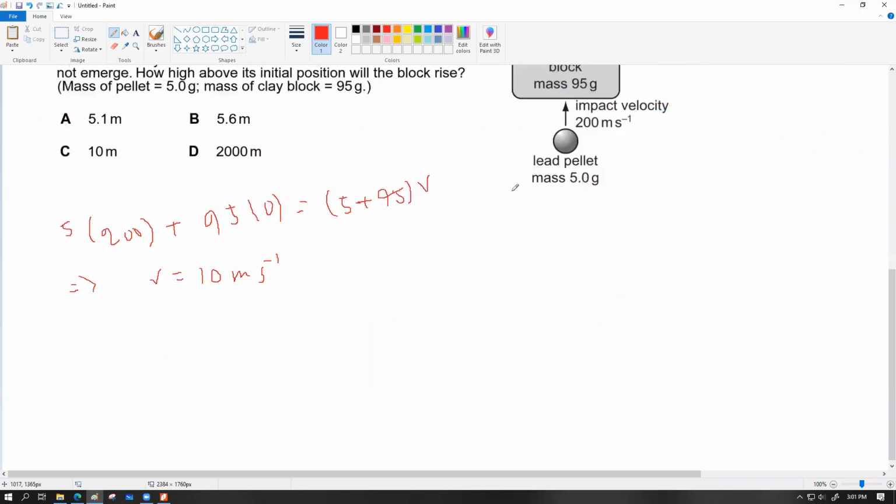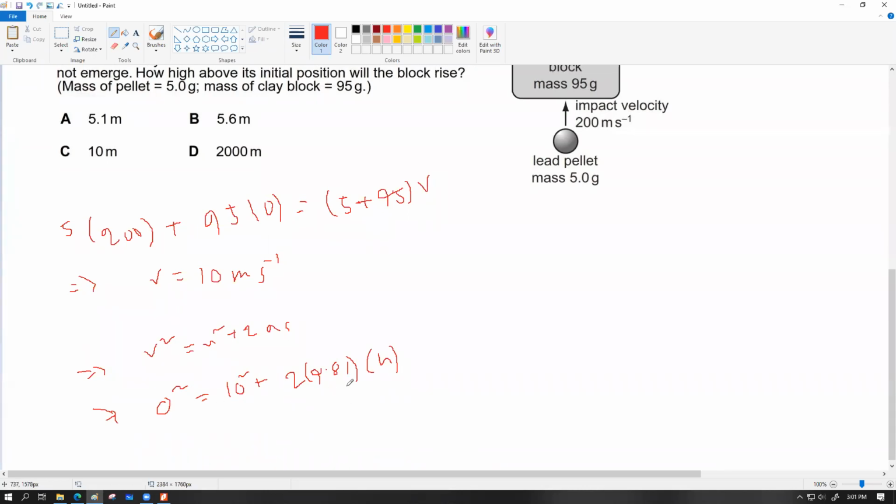Once we have this number, finding the final height is pretty simple, because we know that v squared equals u squared plus 2as. Now you have to understand that if I write this equation for the final velocity, I might as well write 0 squared equals 10 squared plus 2 into 9.81 into H. Right?